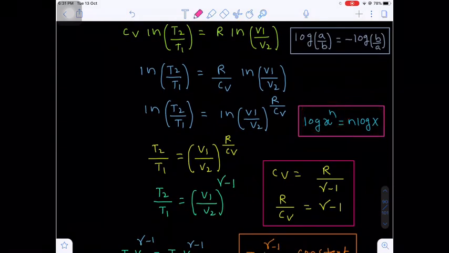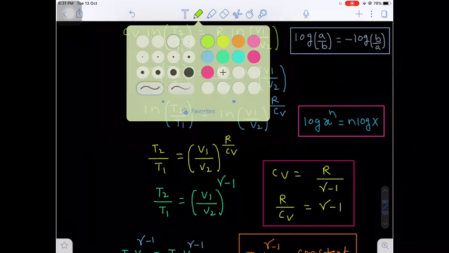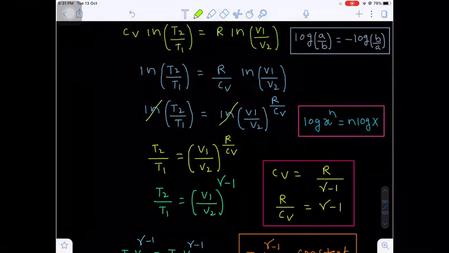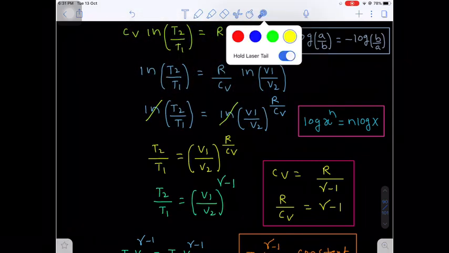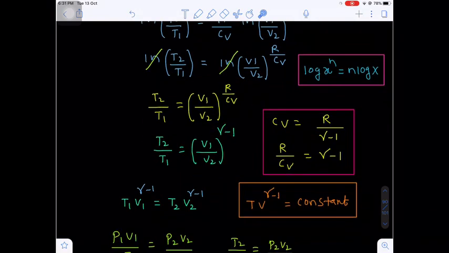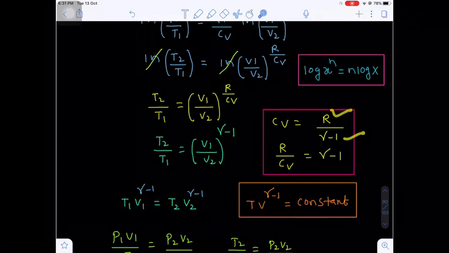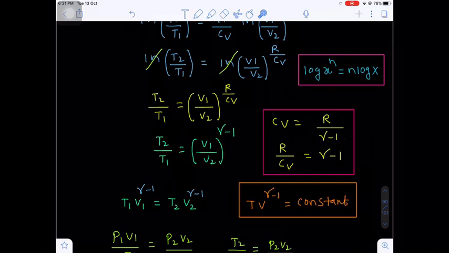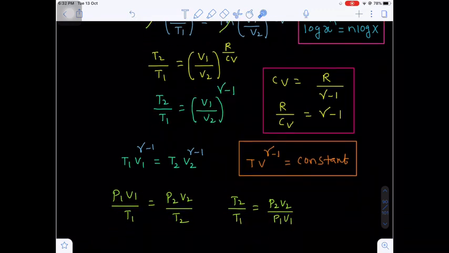After that what I am doing, I am cancelling the logarithm on both sides. So ln gets cancelled out. Are you getting my point? Now you will have T2 by T1 will be equal to V1 by V2 to the power capital R by Cv. Do you know Cv is equal to capital R by gamma minus 1? And capital R by Cv will be equal to what? Gamma minus 1. So instead of R by Cv, we can write gamma minus 1. Yes. So T2 by T1 will be equal to V1 by V2 to the power gamma minus 1.